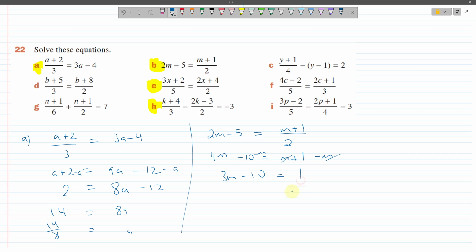Negative m cancel out, leaving you just 1. Add 10 on both sides. 1 plus 10 is 11. Divide both sides by 3. M is equal to 11 on 3.